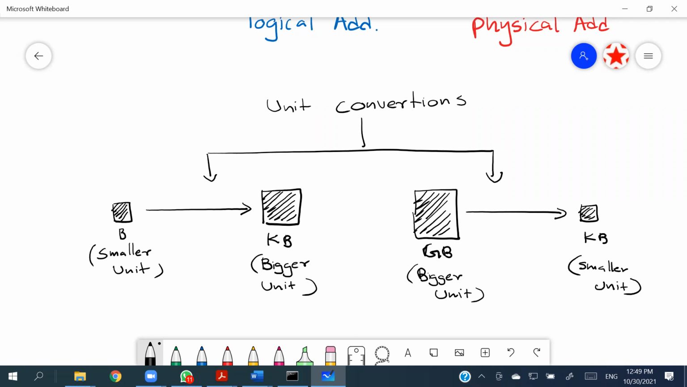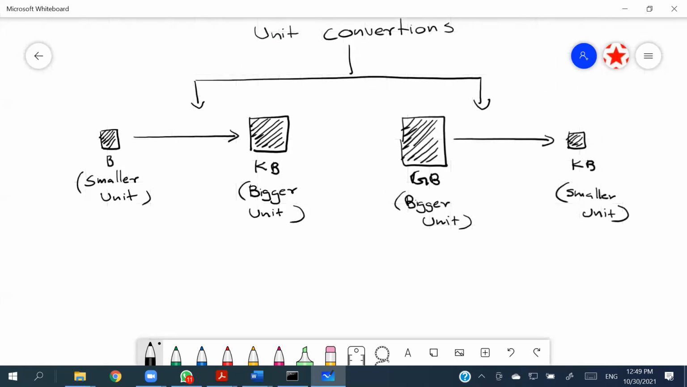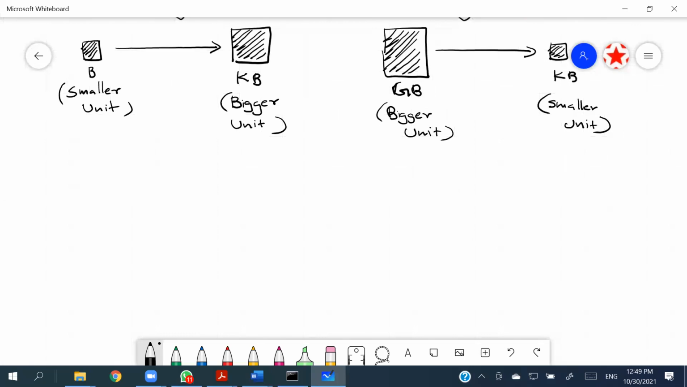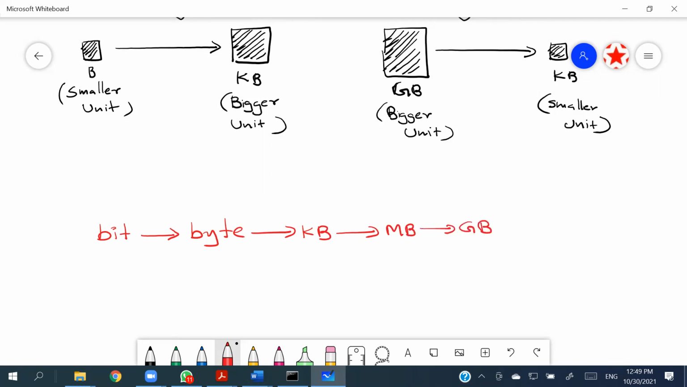Now, for any of these conversions, I'm going to give you a small diagram. Using that, you will be able to do any kind of conversion. First, we write the relationship between bits and bytes. The smallest one is the bit. Then byte, then kilobyte, then megabyte, then gigabyte, then terabyte, then petabyte. That is enough.